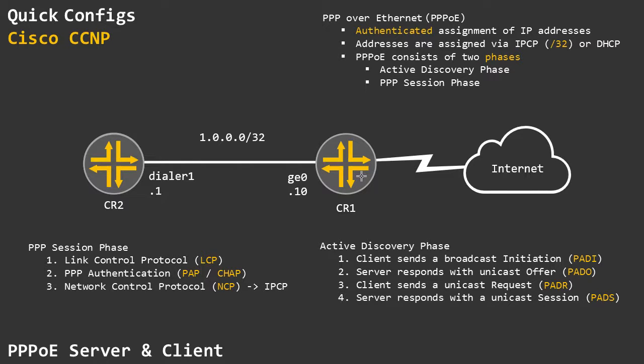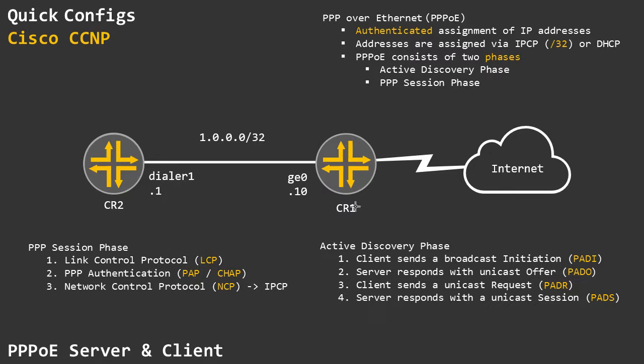It is very similar to DHCP, except that we have a slightly different scenario where we leverage the PPP protocol to give out our addresses, and we can optionally add PAP or CHAP authentication. Addresses can be assigned via IPCP, which is always a /32 address, or DHCP, in which we can also send in the subnet. In this example, I am creating it via IPCP. So that's why this network is 100.0.0.0/32, with .10 for CR1, the PPPoE server, and CR2 will get the .1 address on the dialer 1 interface.